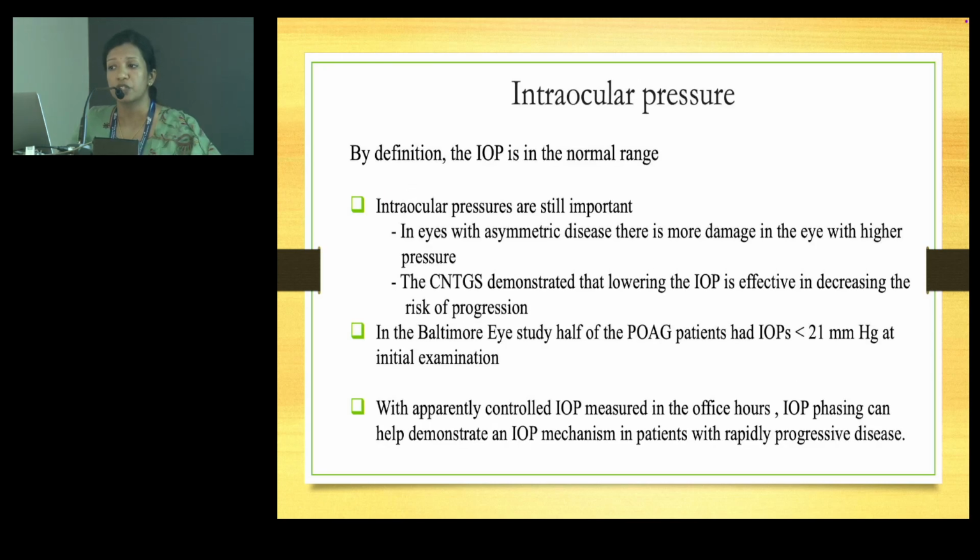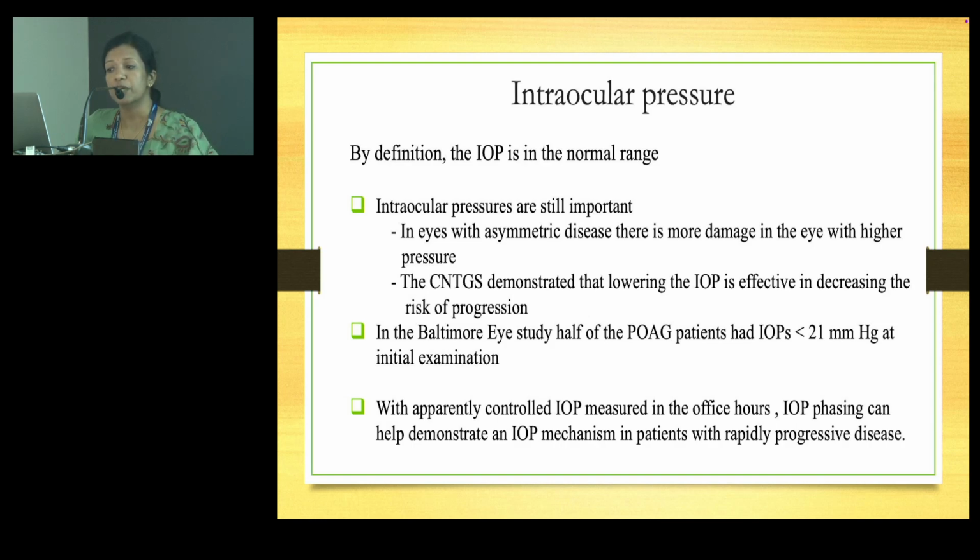Then, by definition, intraocular pressure is in normal range, but intraocular pressures are still important. In eyes with asymmetric disease, there is more damage in the eye with higher pressure. The Collaborative Normal Tension Glaucoma Study demonstrated that lowering the intraocular pressure is effective in decreasing the risk of progression. In the Baltimore Eye Survey, half of the primary open-angle glaucoma patients had intraocular pressures less than 21 millimeters of mercury at initial examination itself.